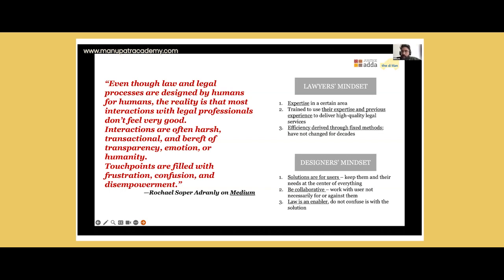In this article by a researcher at IDEO, she speaks about how oftentimes legal processes and legal experiences are designed in a way where the touch points are filled with frustration, confusion, and disempowerment. What we are interested in thinking about is what are the ways in which we can reshape this interaction.